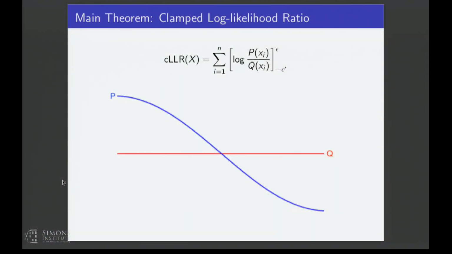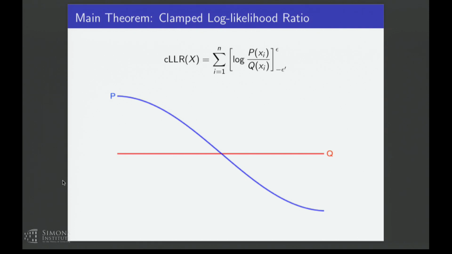But what I'm going to do now is, for each data point, clamp the log likelihood ratio between epsilon and negative epsilon prime. I'm going to talk about what epsilon prime is in a second. But basically, if it's too big, if this point was too disclosive that you were in P, you're just going to scale its influence back down.